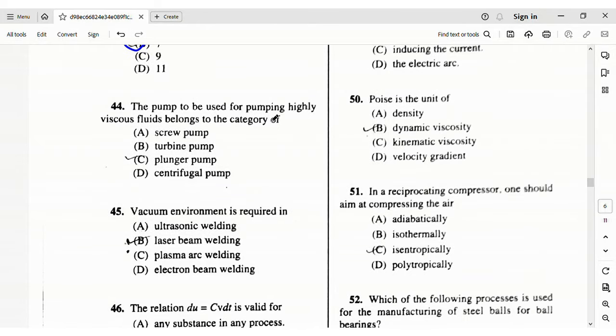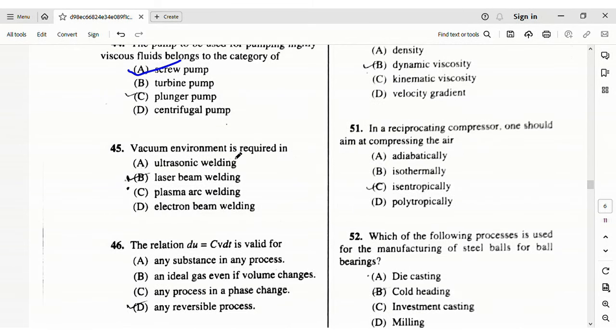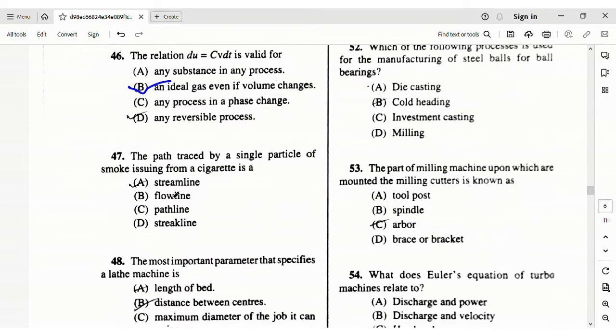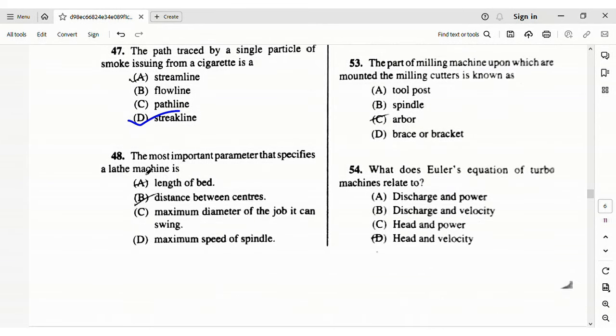The pump to be used for pumping highly viscous fluid belongs to the category of screw pump. Vacuum environment is required in electron beam welding. The relation du equals Cv dT is valid for any ideal gas even if volume changes. The path traced by a single particle of smoke issuing from a cigarette is streak line. The most important parameter that specifies a lathe machine is the maximum diameter of the job it can swing.